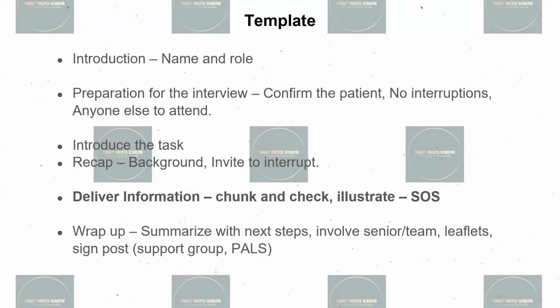Once you have introduced the task, you should know how much they know about that particular topic. That is checking the background. You can invite them to interrupt if they have any difficulty understanding. And then you go on to deliver the information. If it is a huge amount of information, you can break it into chunks, give a chunk, check if they have understanding, and then move on to the next chunk. Wherever essential, you can draw and illustrate to deliver this information.